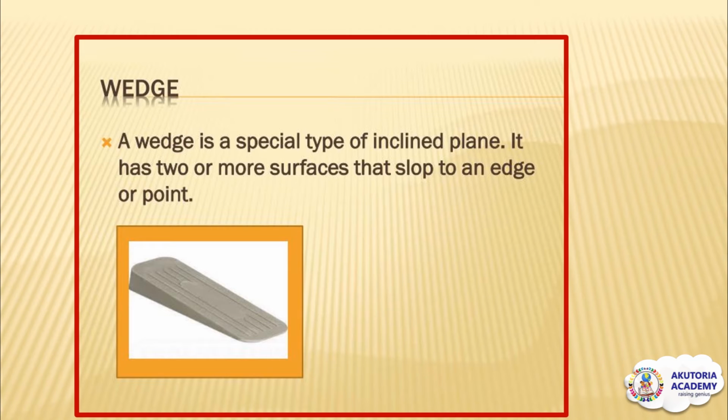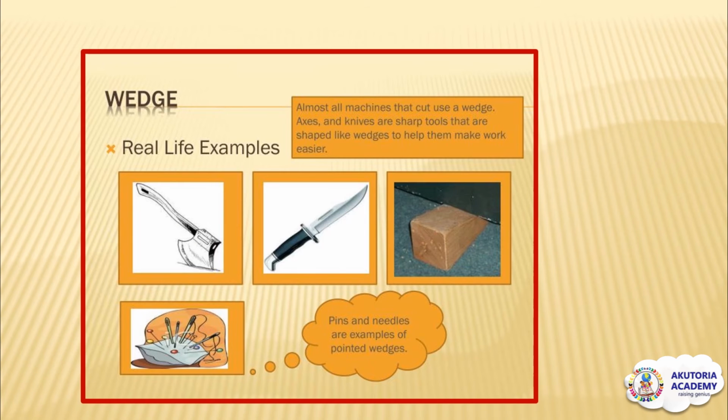A wedge is also a special type of inclined plane that has two or more surfaces that slope to an edge or point. Almost all machines that cut use a wedge. Things like knives, axes, and most sharp tools are all examples of wedges, as they also help to make work easier and faster.